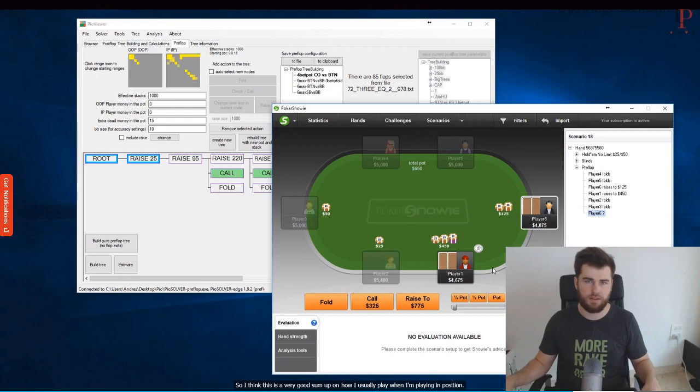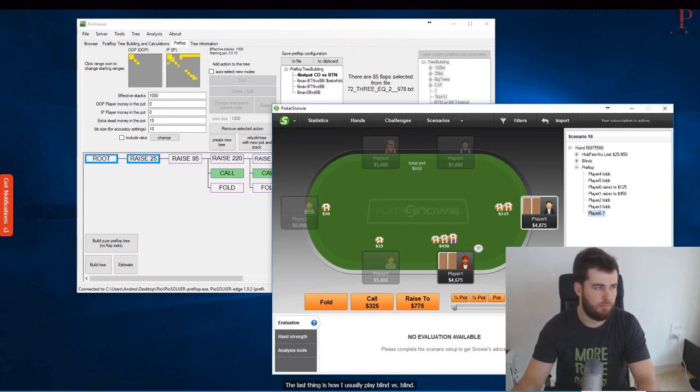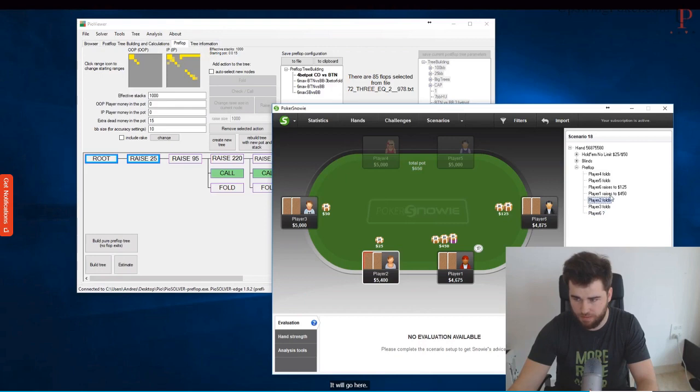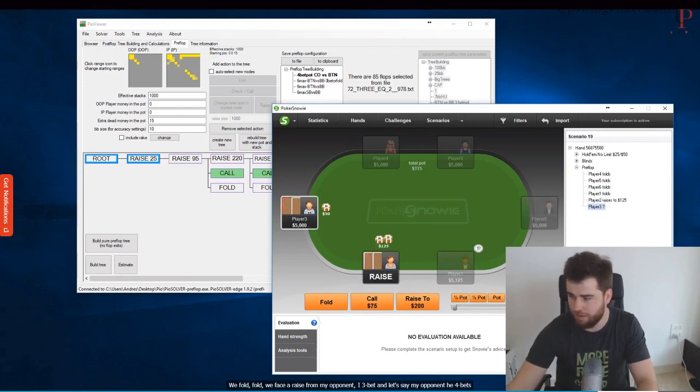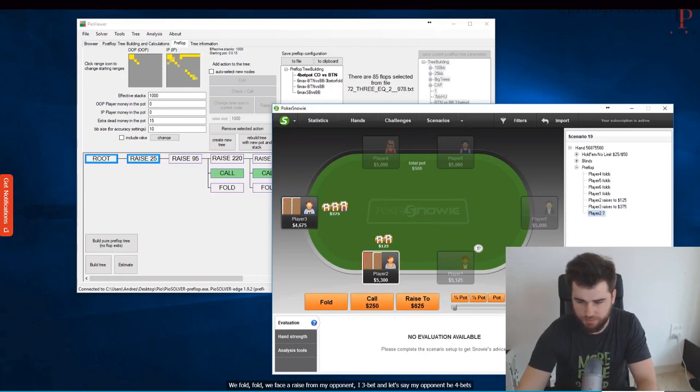So yeah, I think this is a very good sum up on how I usually play when I'm playing in position. The last thing is how I usually play blind versus blind. We had the blind versus blind videos, but still we can have a small review when I face a 4-bet. We'll make a small review on that. We face a raise, I 3-bet, and my opponent, let's say, 4-bets here.